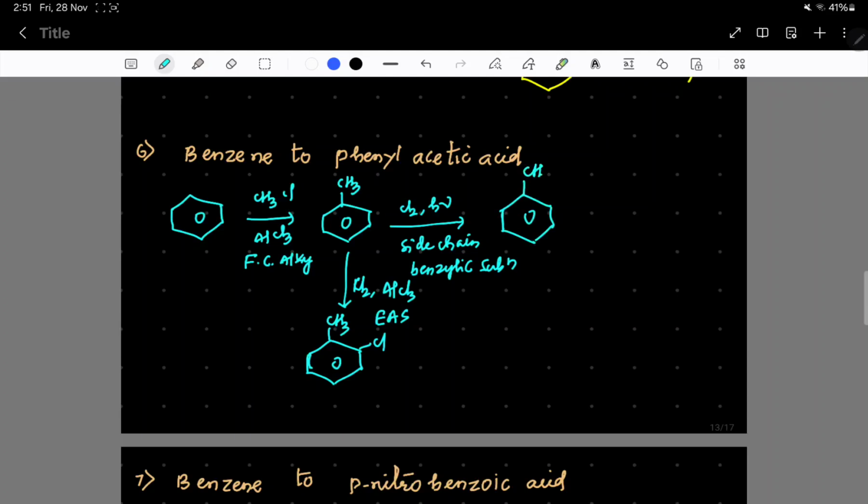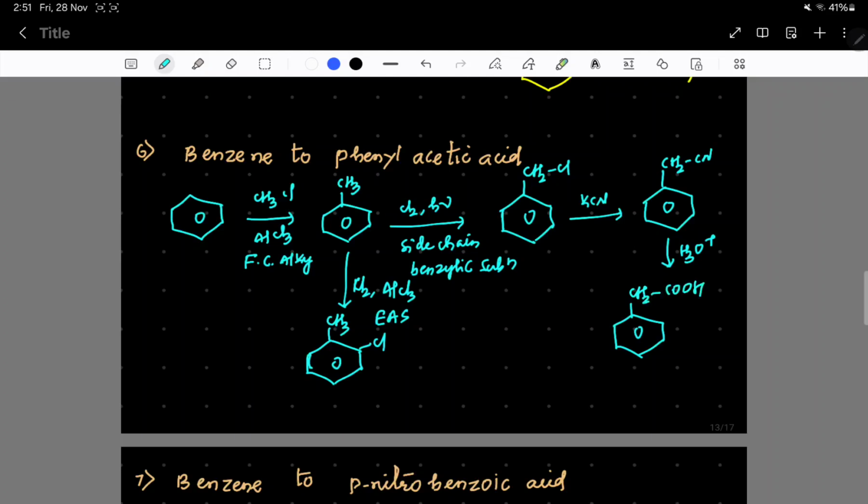So this benzylic position CH3 will be converted into CH2Cl. Then this will be reacted with KCN, student. Then followed by hydrolysis. Then you will get, student, phenyl acetic acid. So this is the 2-phenyl acetic acid, student. So this is 1, 2. So this is the 2 position, we have a phenyl. So the name we are calling is 2-phenyl acetic acid.